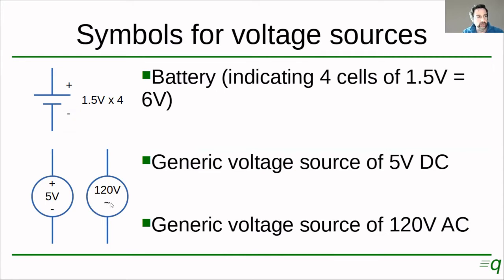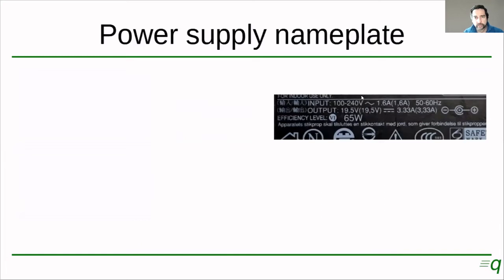Notice the wave here, right? That indicates that it is AC. And of course, because polarity is changing many times per second, we cannot indicate which one is positive and which one is negative. So let's have a look at a power supply nameplate.